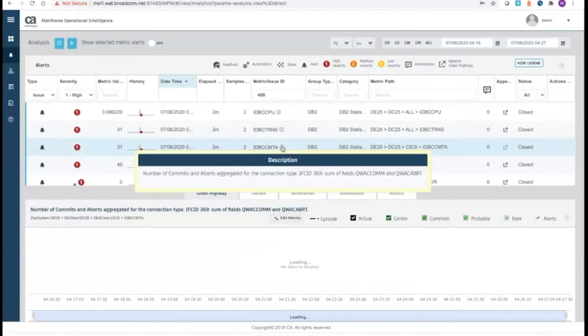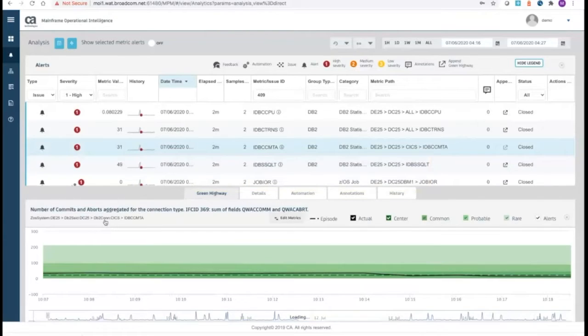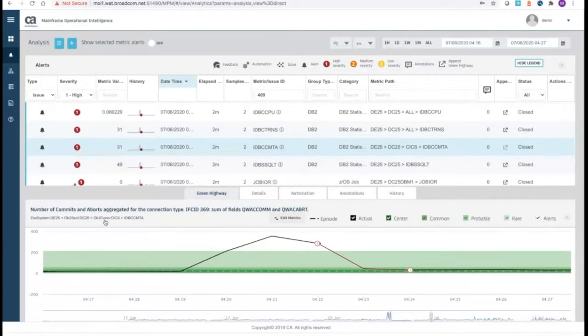The next thing that we want to find out is who is executing those SQL statements. The next member alert talks about the number of commits and aborts happening in the DB2 subsystem DC25, but these are the CICS connections. Now we know that at the very time the CICS transactions are coming into DB2 and possibly causing a high number of commits and aborts about the same time.